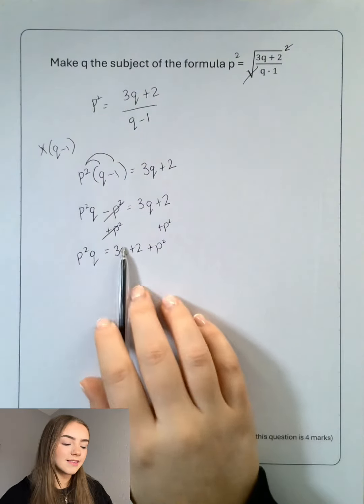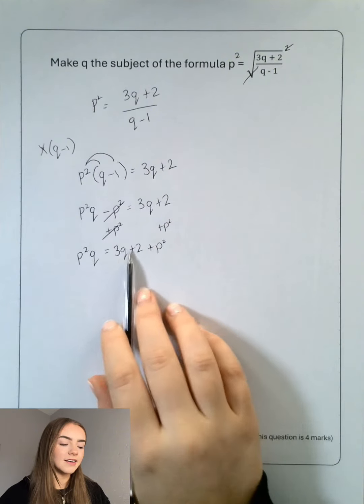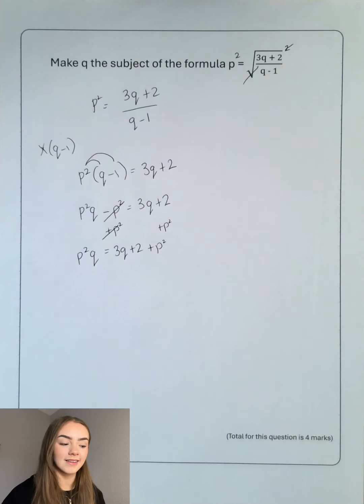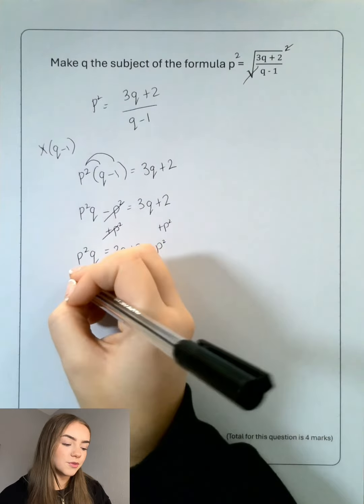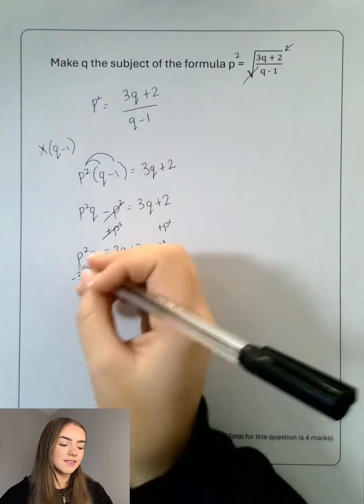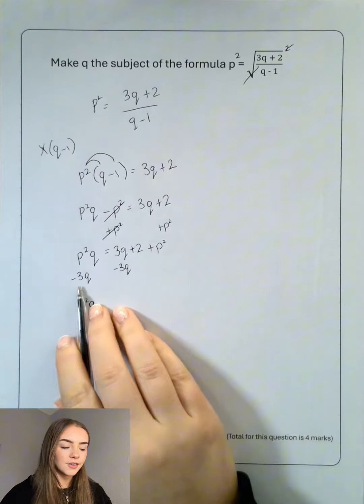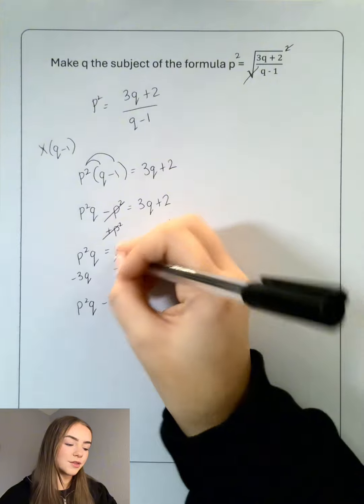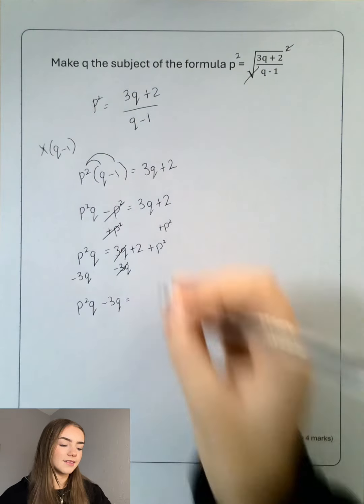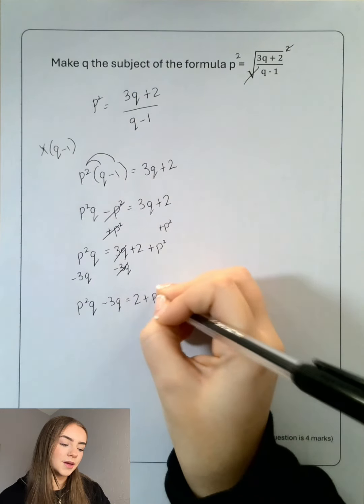Then to bring this term, 3Q, to the other side, we'll need to cancel it out from the right hand side by doing the opposite, which is minus 3Q. Whatever we do to one side, we'll do to the other. On the left hand side, we now have P squared Q, subtract 3Q, and this is equal to, on the right hand side, 3Q and minus 3Q will cancel out, leaving us with 2 plus P squared.